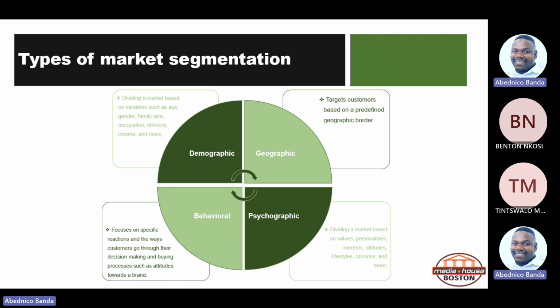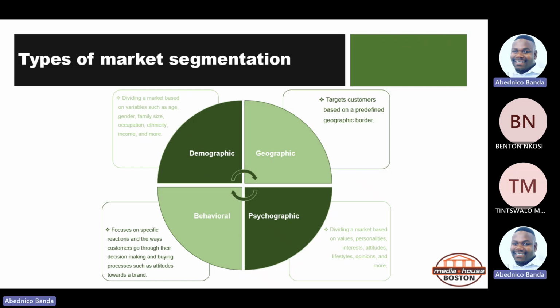Then psychographics, dividing a market based on values or personalities, interests or lifestyles, opinions, and more. So here you are looking at whether people are outgoing, or always indoors, or opinionated and stuff like that. Then behavioral, these focus on specific reactions and the ways customers go through their decision-making and buying processes, such as attitudes towards a brand.